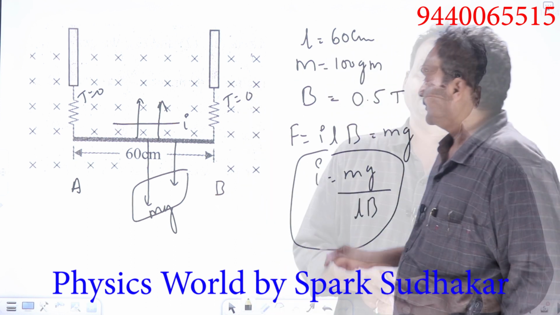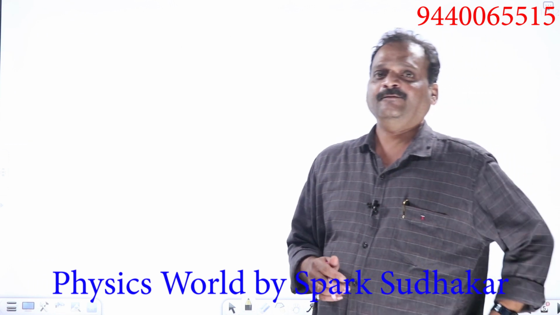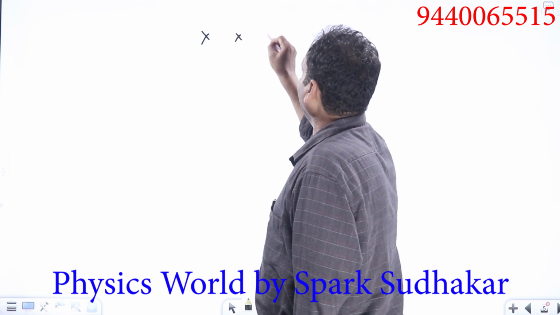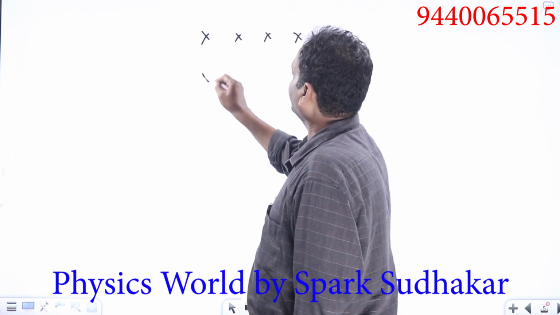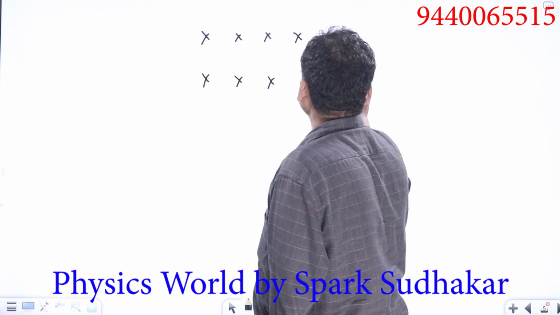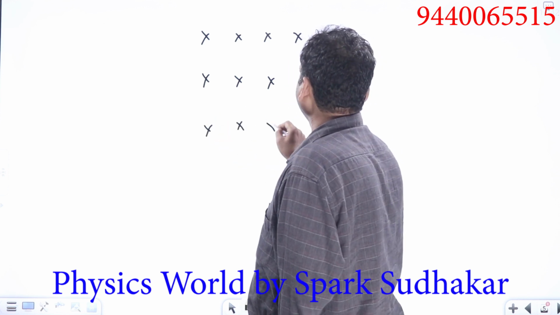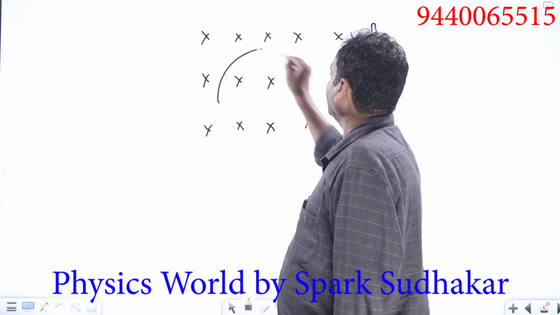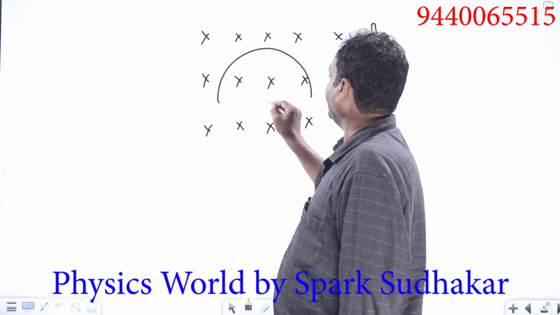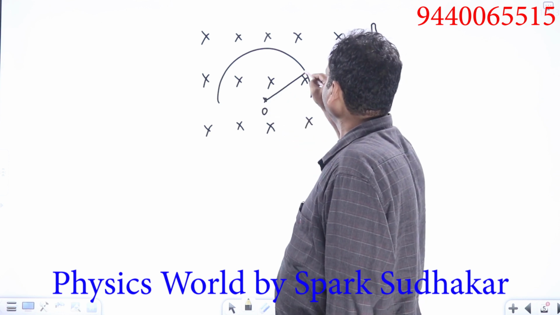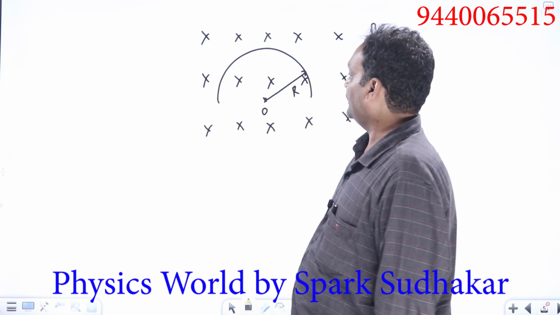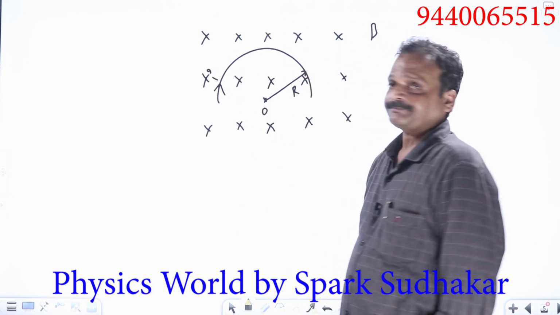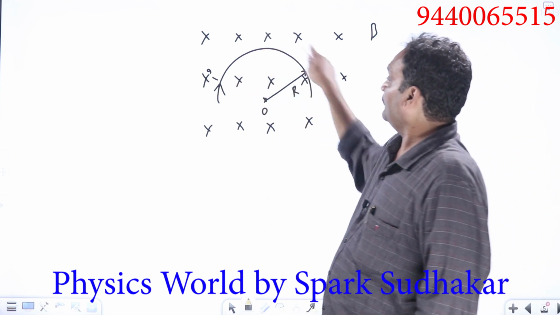Okay, right? Now let us see one more important aspect. Consider a uniform magnetic field of strength B like this, pointing into the board. There is one semicircular wire of radius r. This is center O, this is radius r. A semicircular wire carrying a current I like this. What is the total force on the wire?